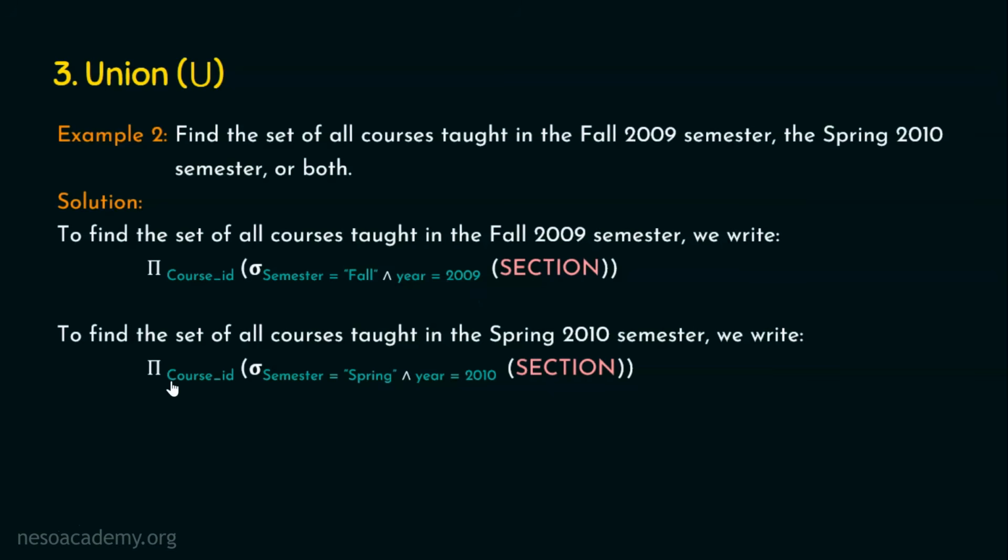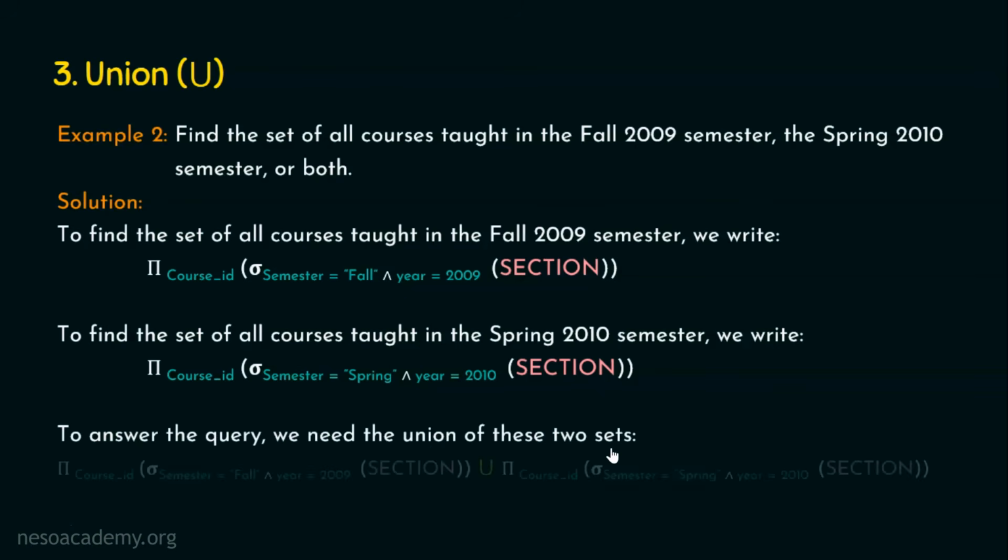This query gives the output of all course IDs that are taught in spring 2010. And what's the question? We need to list all the courses that are taught in fall 2009, spring 2010, or both. In that case, to answer this query, we need the union of these two sets.